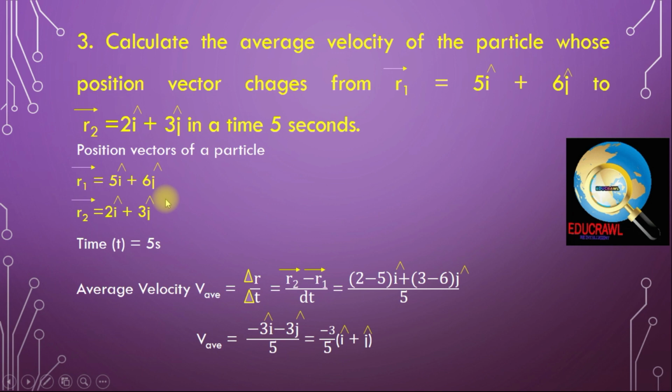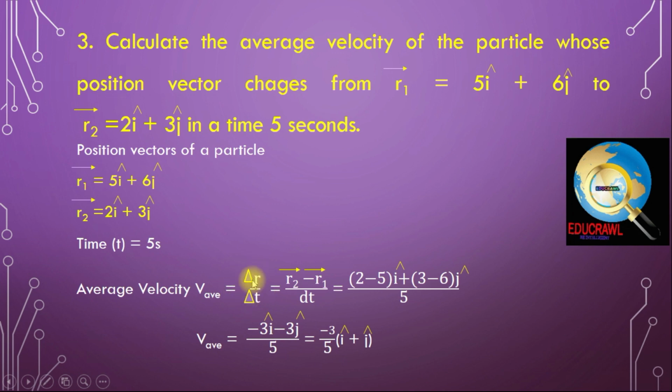So the position vectors are given by r1 vector, r2 vector as 5 i cap plus 6 j cap and 2 i cap plus 3 j cap, and the time is given as 5 seconds. We know the formula of average velocity as del r vector, that is the displacement divided by the time taken.